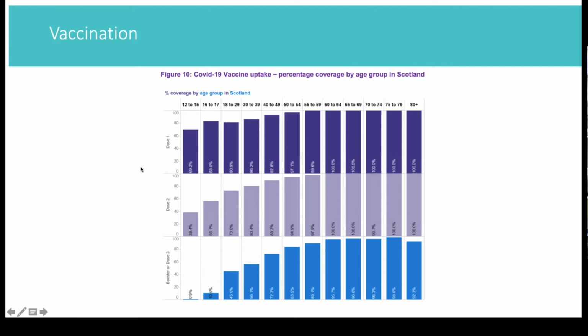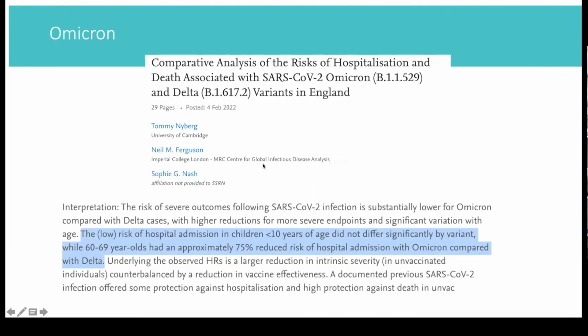And part of this is down to the huge delays in recommending vaccination by JCVI, which we're seeing in 5 to 11-year-olds as well, which is a population that remains unvaccinated. What's really worrying is, despite all the rhetoric about Omicron being mild, here's a study by Imperial that has been shared by SAGE as well, that shows that in children under 10 years of age, Omicron is not milder than Delta in terms of hospitalization. So the risk of hospitalization with Omicron and Delta remains the same, but in adults, it's considerably reduced.